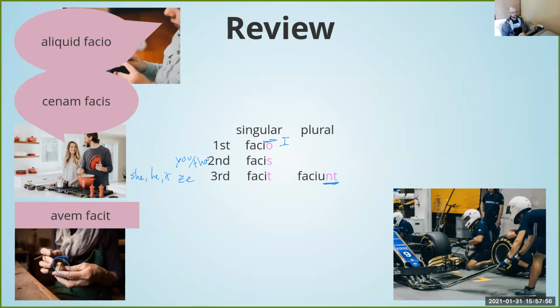So in showing what's going on in this scene, we could say machinulam faciunt. That is, they are making a machine, a small device. So the NT there is equivalent to they. All right. So these endings, O, S, T, and NT, those are probably pretty familiar to you by now. Let's take a look at some new endings.